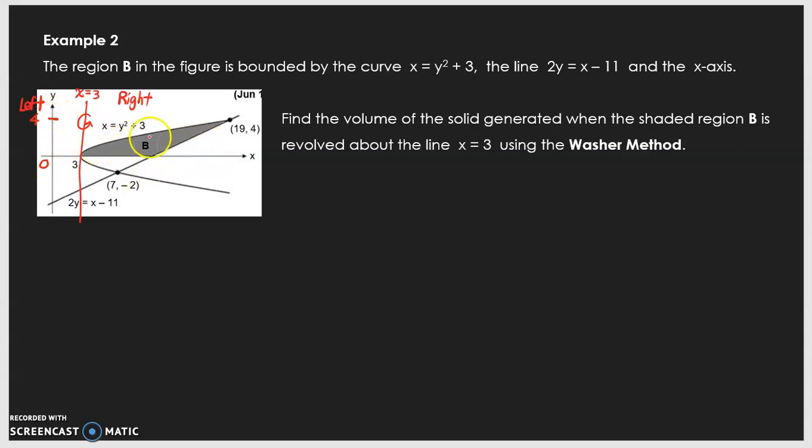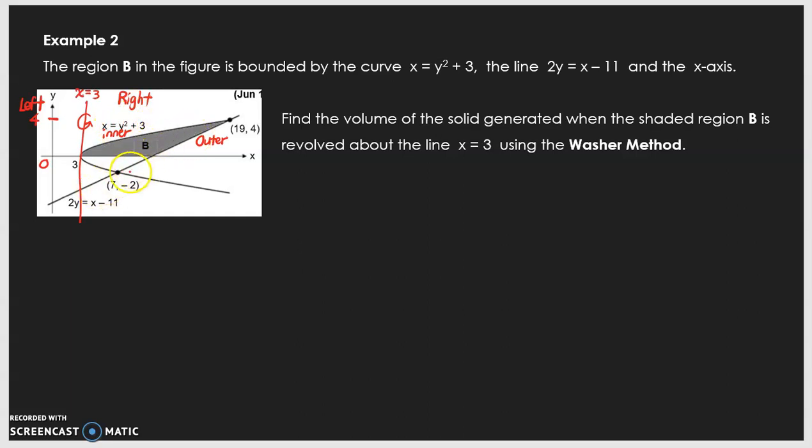So revolve about x equals 3. So this is the outer volume. So the straight line is the outer and the curve is inner, because this inner volume is closer to x equals 3. So we're going to use the value of y. Function must be in terms of y.